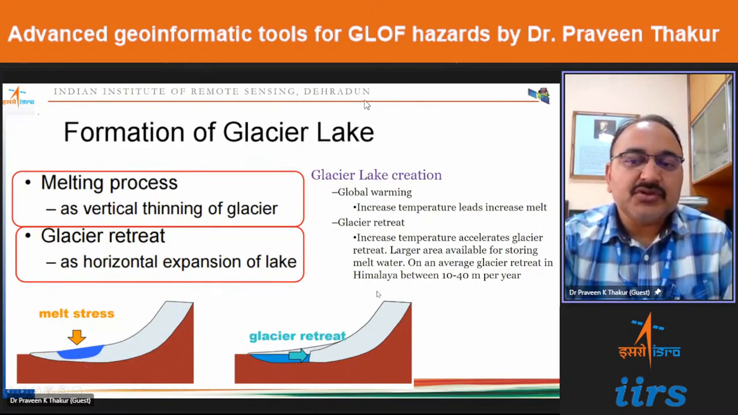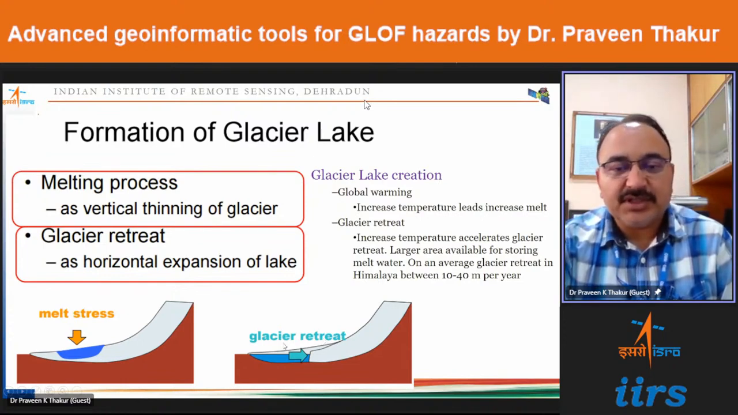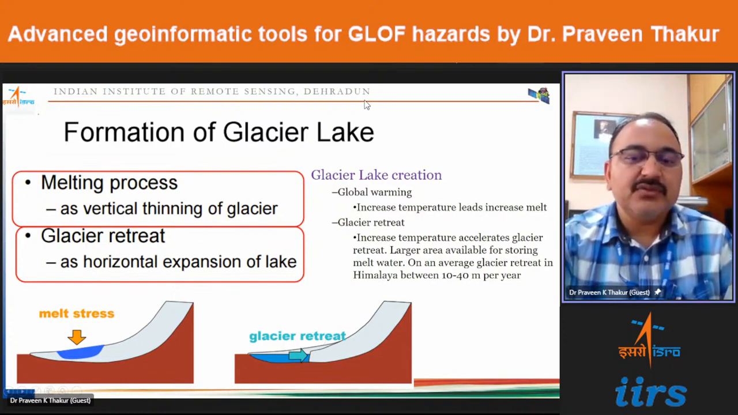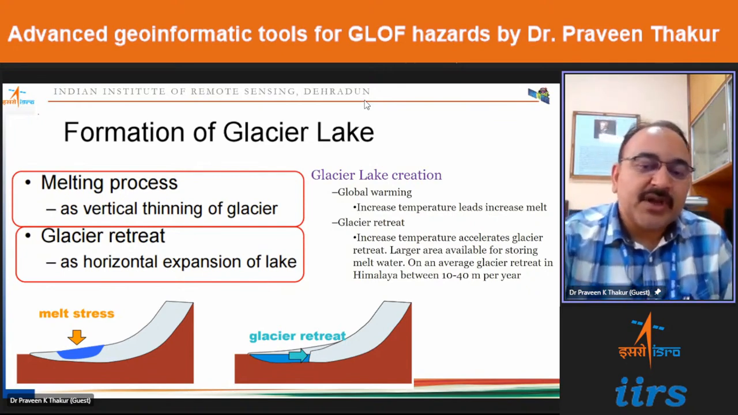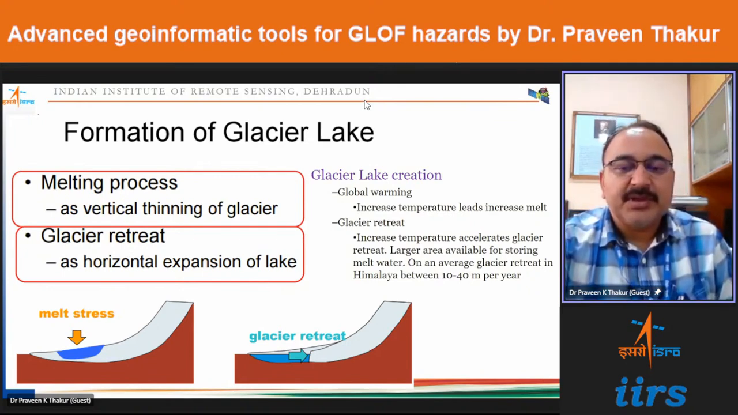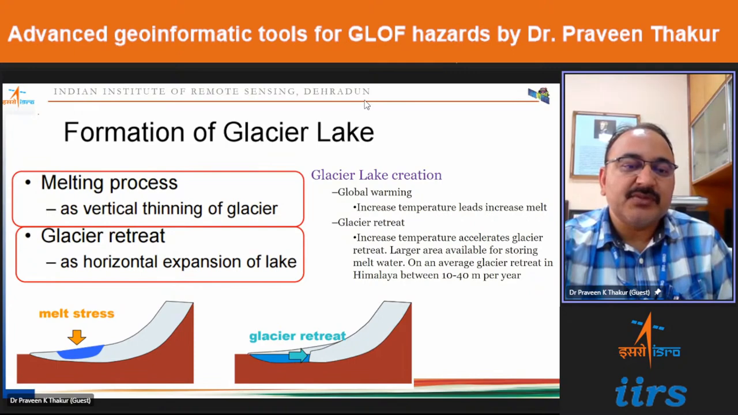Most glaciers in the Himalaya are retreating by 10 to 40 meters per year. Not all retreating glaciers lead to the formation of glacial lakes. Only in a few selected cases, where the topography and the moraine are in such a shape, does it favor the formation of lakes at the end of these glaciers. Global warming and temperature increase are one of the main reasons for the formation of such glacier lakes.